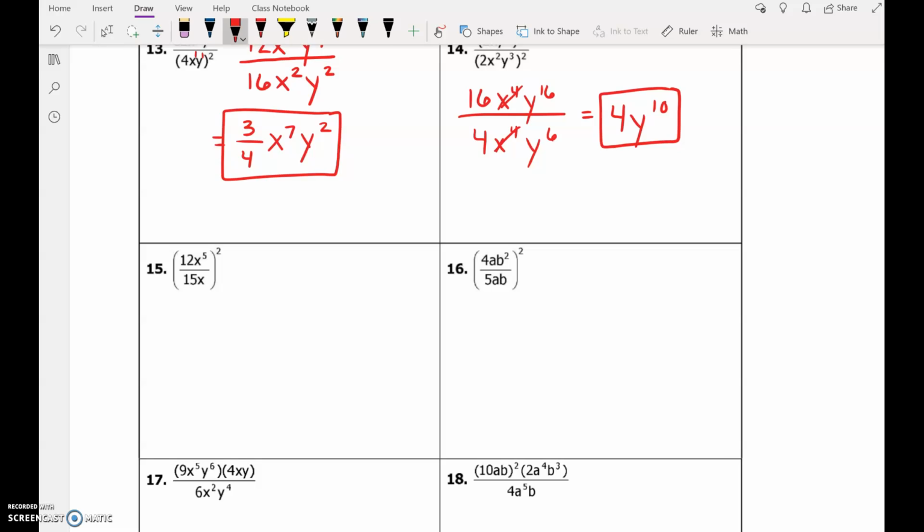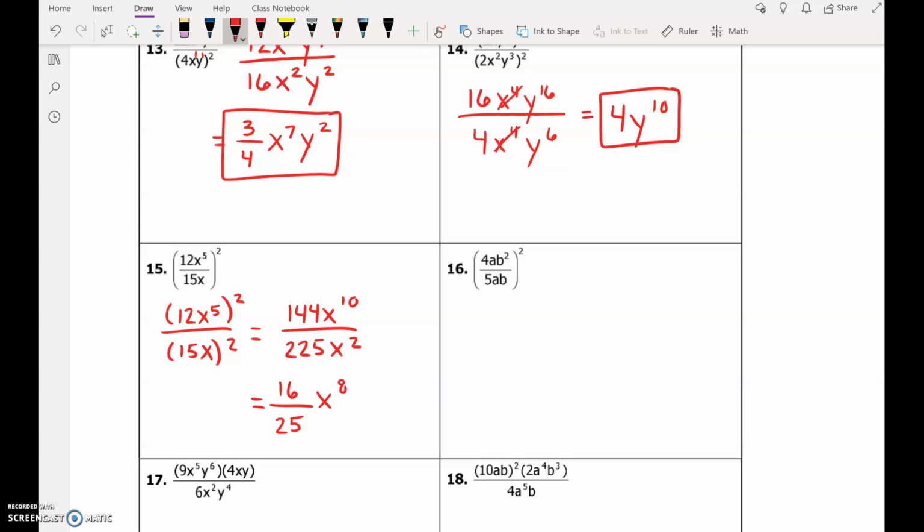So in number 15, you have 12x to the 5th and 15x. Now, that entire expression is being squared, so you will square the top and the bottom separately. This would be 144x to the 10th and 225x to the 2nd. Again, using a calculator, this will simplify, and you should get 16 over 25 for the fraction. 10 minus 2 is 8.